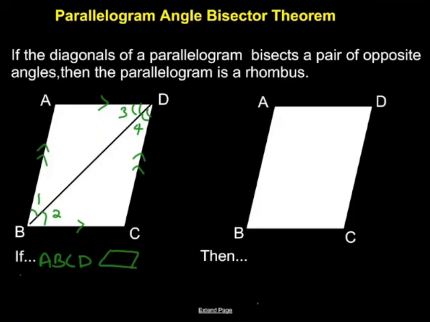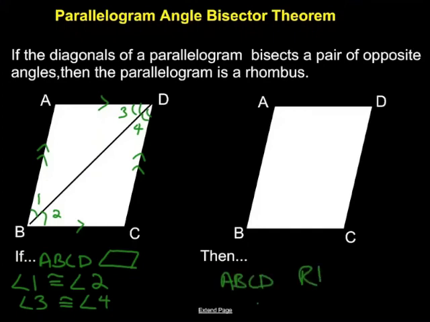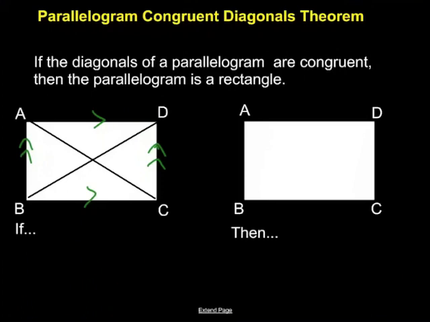parallelogram, and angle 1 is congruent to angle 2, and angle 3 is congruent to angle 4, then parallelogram ABCD is in fact a rhombus. Our second theorem to find out if it's a rhombus. And our third theorem, the parallelogram congruent diagonals theorem. If the diagonals of a parallelogram are congruent, then the parallelogram is a rectangle.